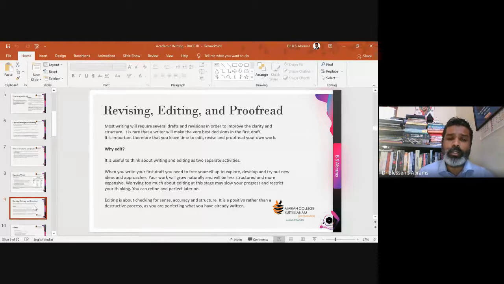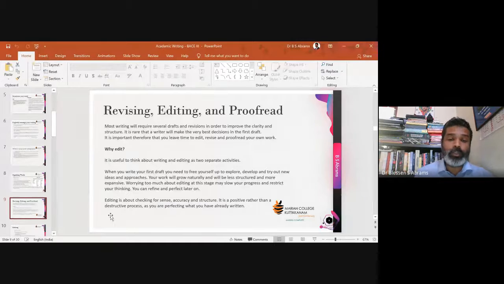Why editing? It's useful to think about writing and editing as two separate activities. When you write your first draft, you need to free yourself up to explore, develop, and try out new ideas and approaches. First draft prepared. After some time, you find a new, valid point to be included. Think of that, add it here. So your work will grow naturally and will be less structured and more expansive. Worrying too much about editing at this stage may slow your progress and restrict your thinking. You can refine and perfect later on.